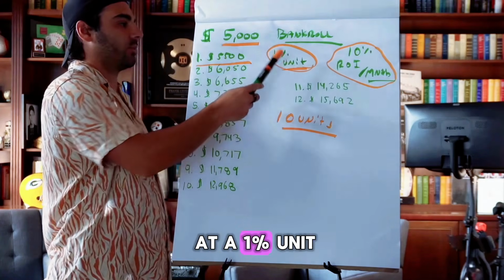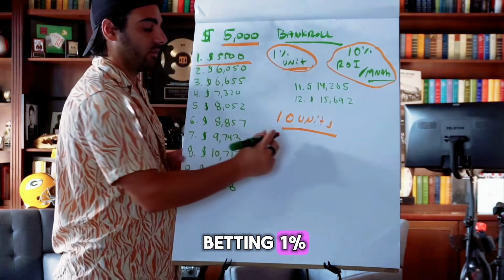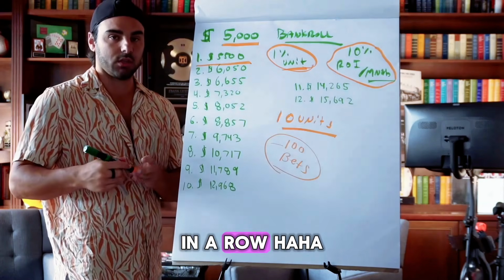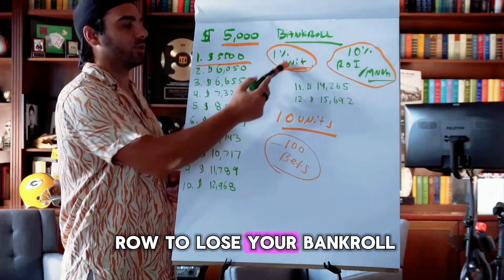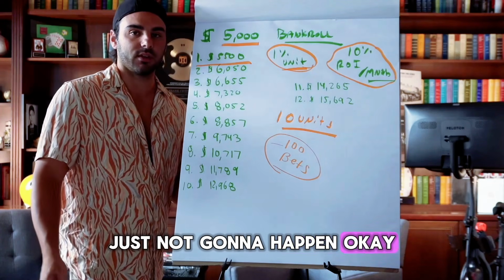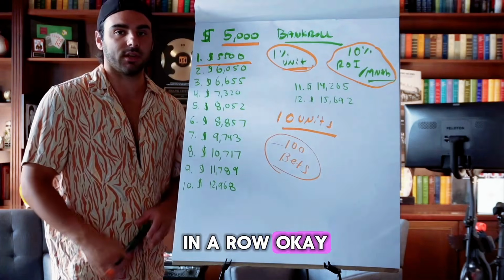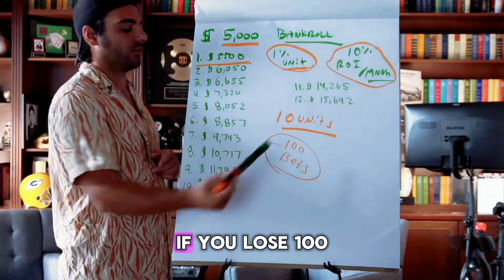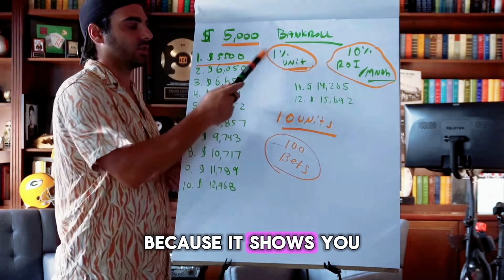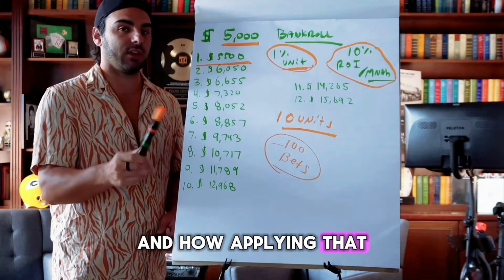The reason why is because at a 1% unit size, people don't understand this, because when you stay consistent betting 1%, you would have to lose 100 bets in a row. You'd have to lose 100 bets in a row to lose your bankroll. That would be 100%. You would have to lose 100 bets in a row, which is not going to happen, okay? Most people quit and give up if they lose 10 bets in a row, let alone losing 100 in a row, okay? It's not going to happen. You'd be the worst sports bettor of all time if you lose 100 bets in a row. This is why this is the most conservative level here, because it shows you exactly what you can achieve through compound interest and how applying that to sports betting helps.